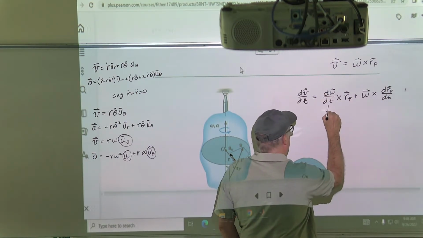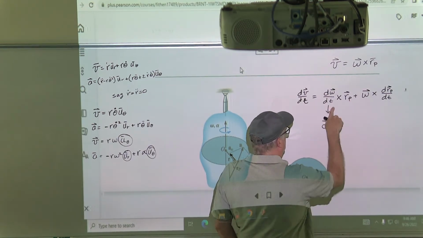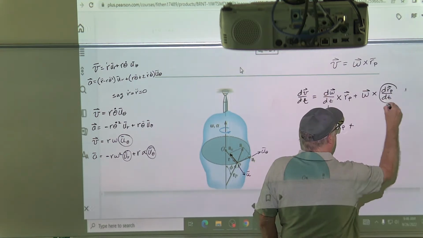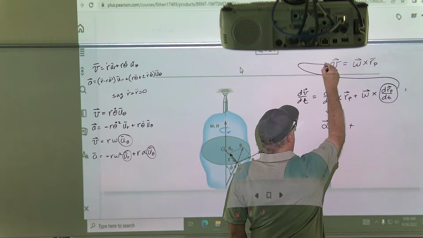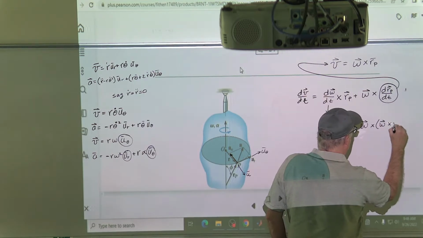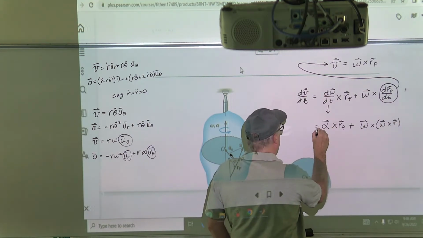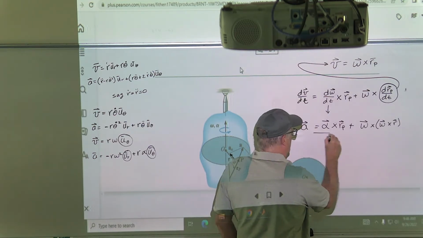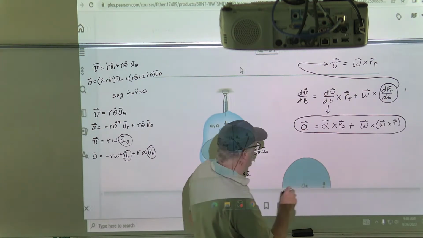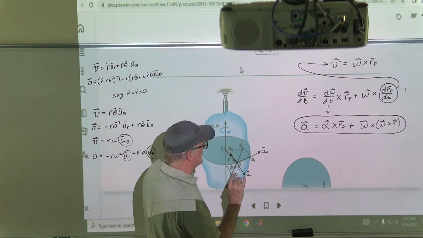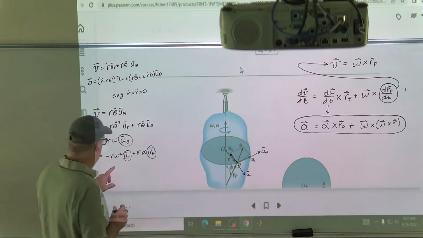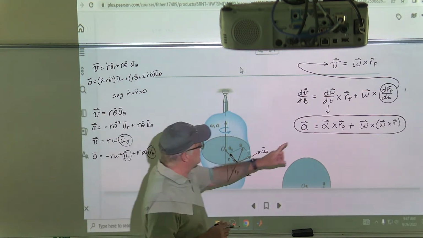Now, this one's pretty simple. It's alpha cross RP. This one is actually pretty simple because that is actually that. So it's omega cross R. That's the general vector description where you're not dedicated to any particular coordinate system yet. You've just written it that way. That's the acceleration. It turns out there's your R alpha, your R and your alpha.